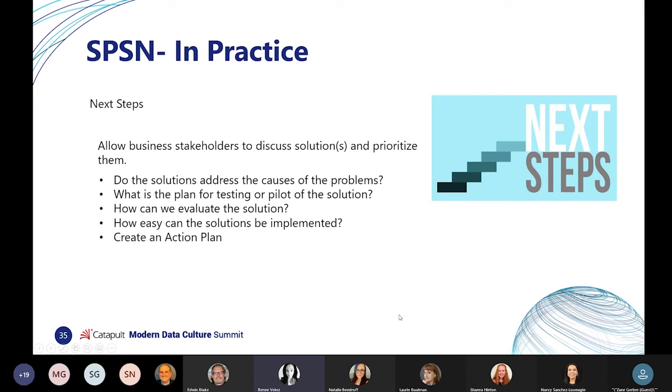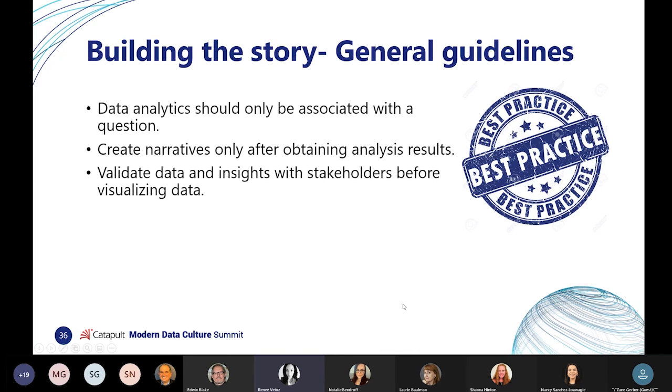So this is the ideal way and the easiest way to tell a data story and use it to create this iterative process of being able to continuously solve challenges, right? So go ahead, slide, please.